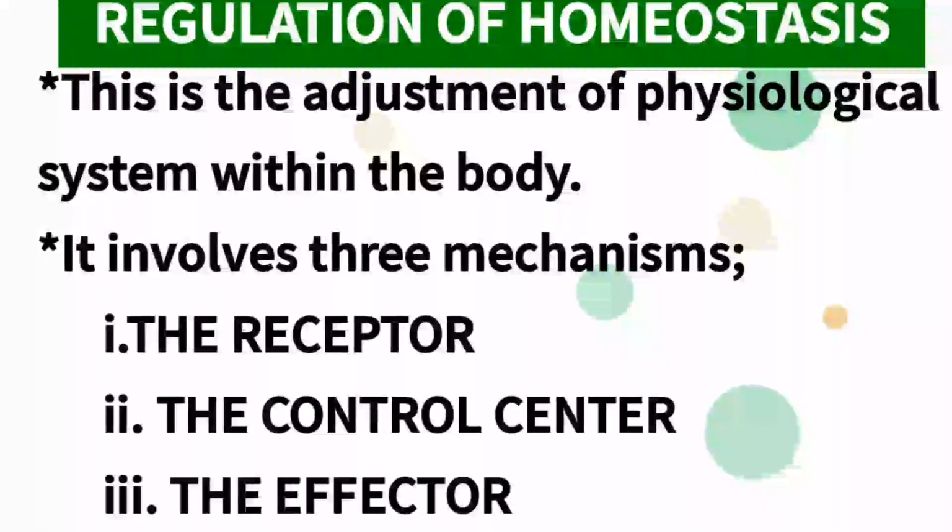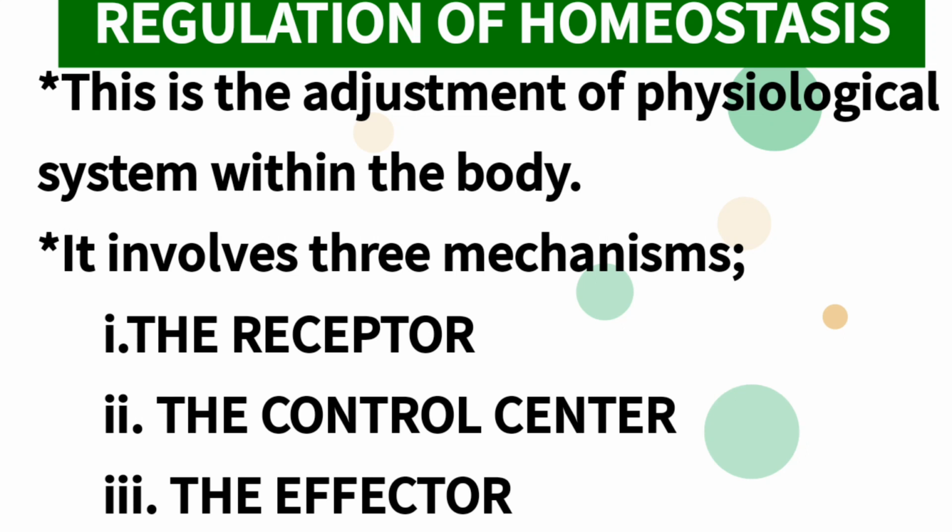The receptor receives information that something in the environment is changing. The control center receives and processes information from the receptor. And the effector, which is the third one, responds to the commands of the control center by either opposing or enhancing the stimulus.